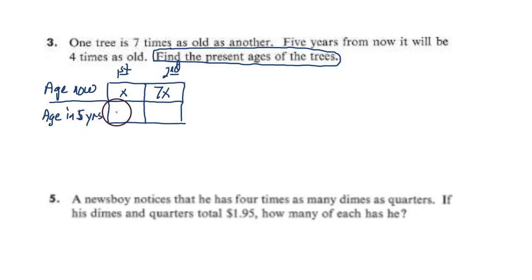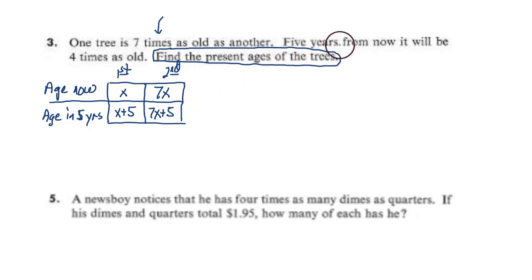In 5 years, the first tree will be x plus 5 years old. In 5 years, the second tree will be 7x plus 5 years old. This information came from the first sentence of our paragraph. We haven't really used the second sentence of the paragraph yet, so let's take a look at that.